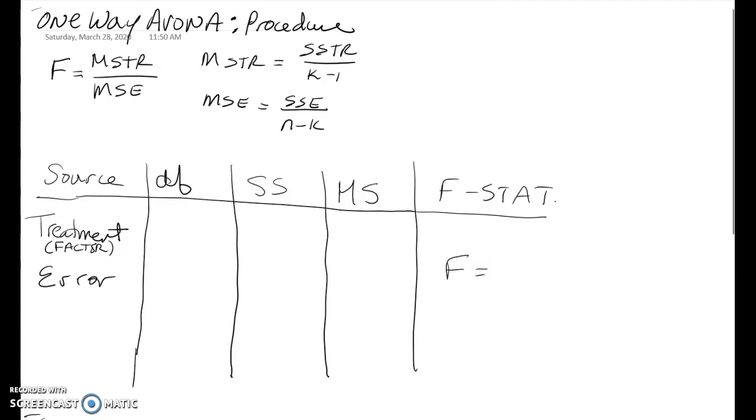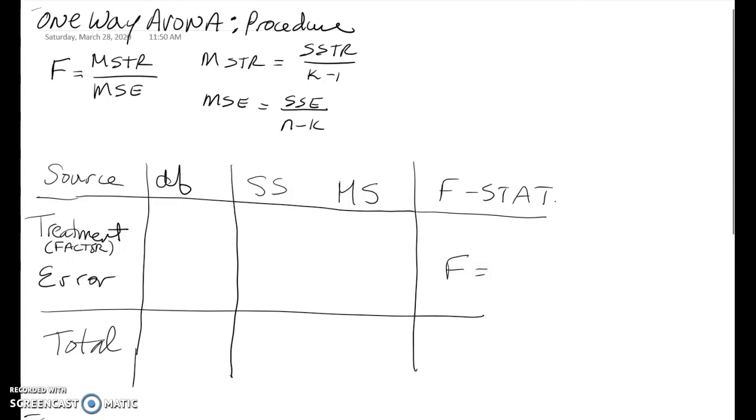So this is what an empty one looks like. There are totals as well. And the total simply is the treatment plus the error added together. And we only do totals for degrees of freedom and for the sum of squares. We don't do totals for the mean sum of squares.